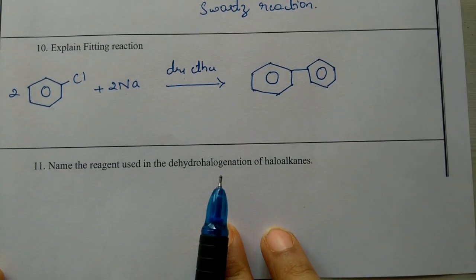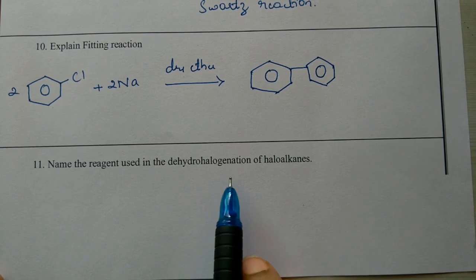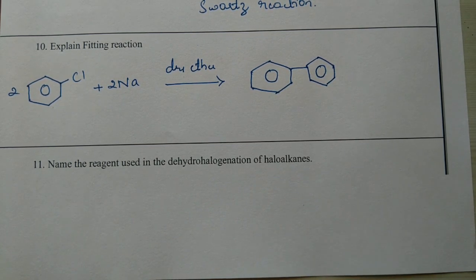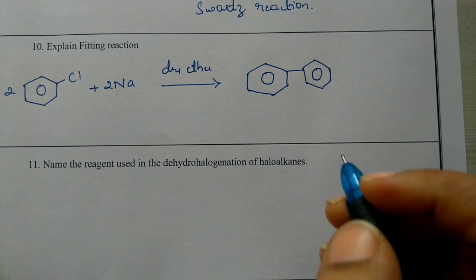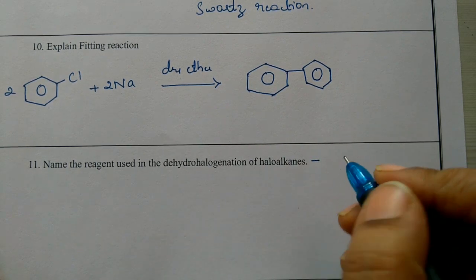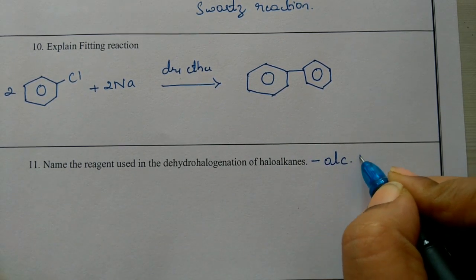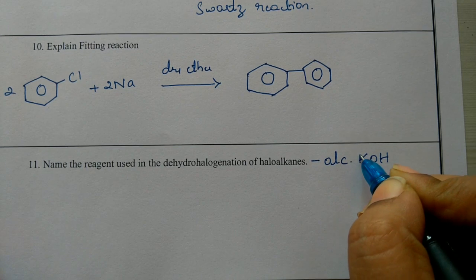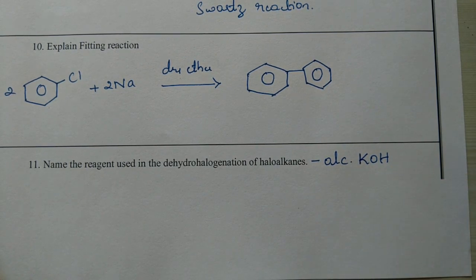Next, name the reagent used in the dehydrohalogenation of haloalkanes. We'll discuss the reaction. The reagent I'll tell: for this question, the answer is alcoholic KOH. Alcoholic potassium hydroxide is the dehydrohalogenating reagent. What is that reaction? We'll see.